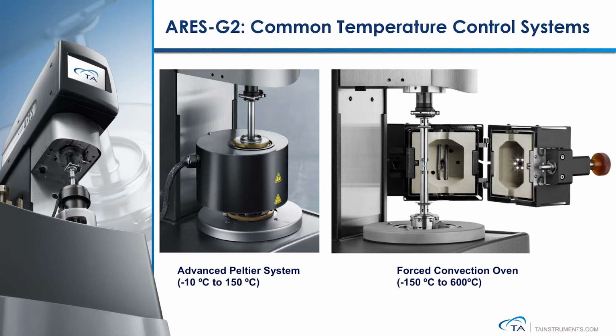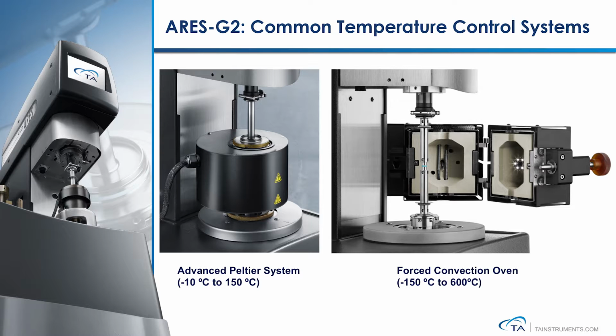This slide shows the 2 most popularly used temperature control systems for ARES-G2 users. The one on the left is the Advanced Peltier system. This temperature control unit can be used in combination with parallel plate, cone and plate, and concentric cylinder geometries. The operation temperature range is from -10 degrees up to 150 degrees Celsius.